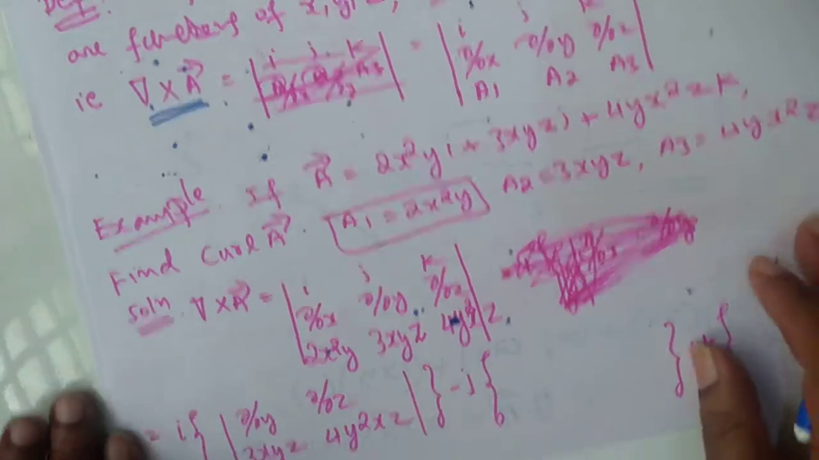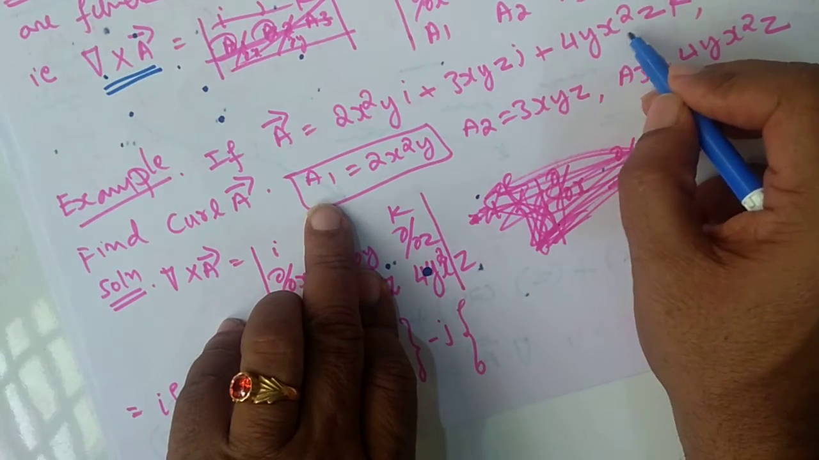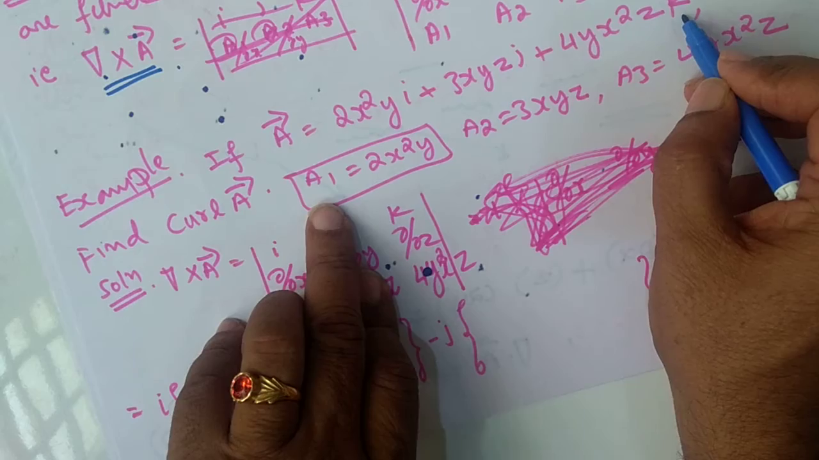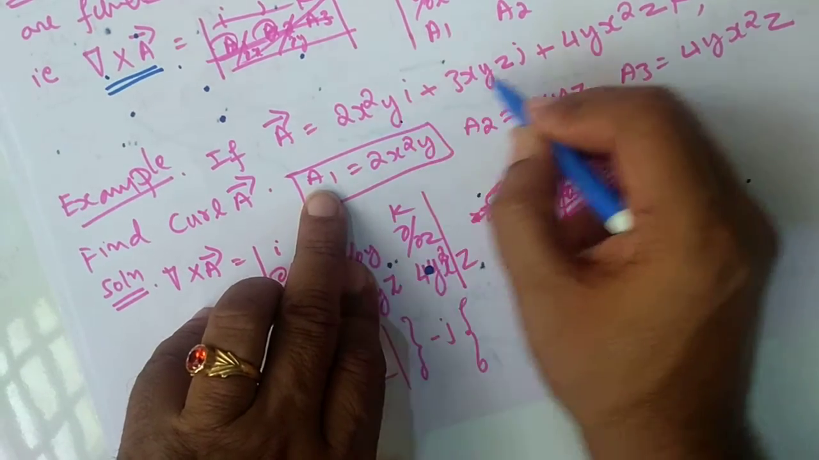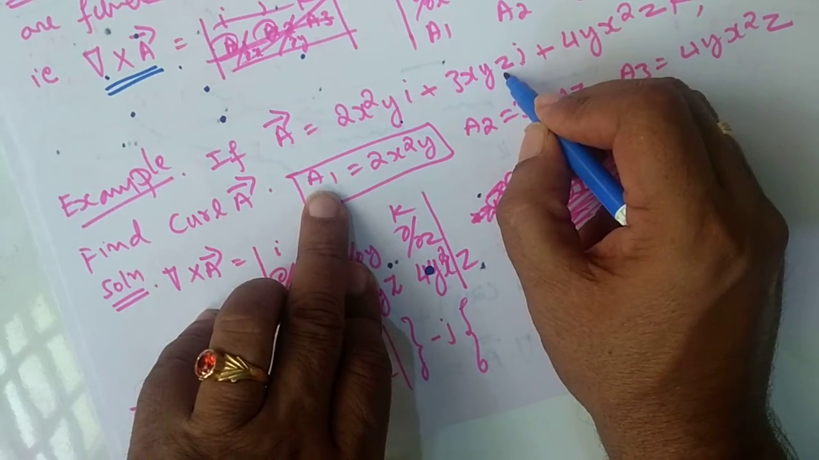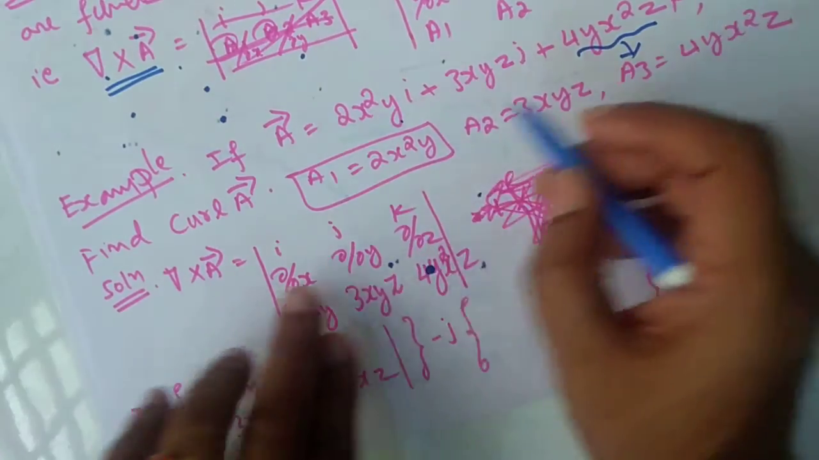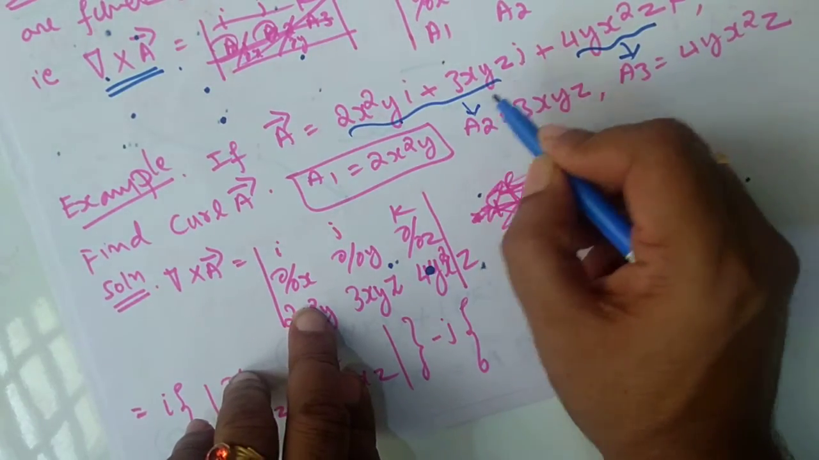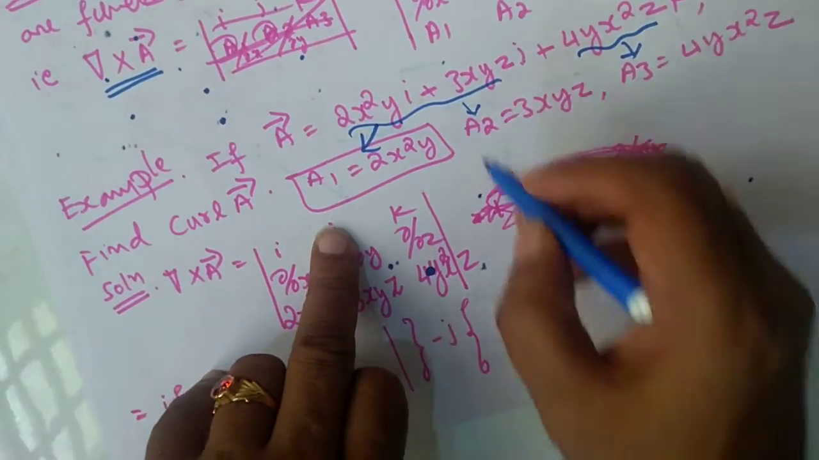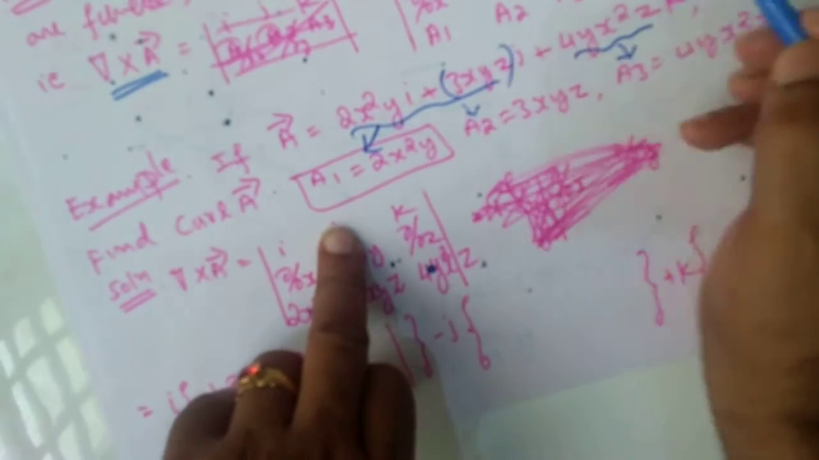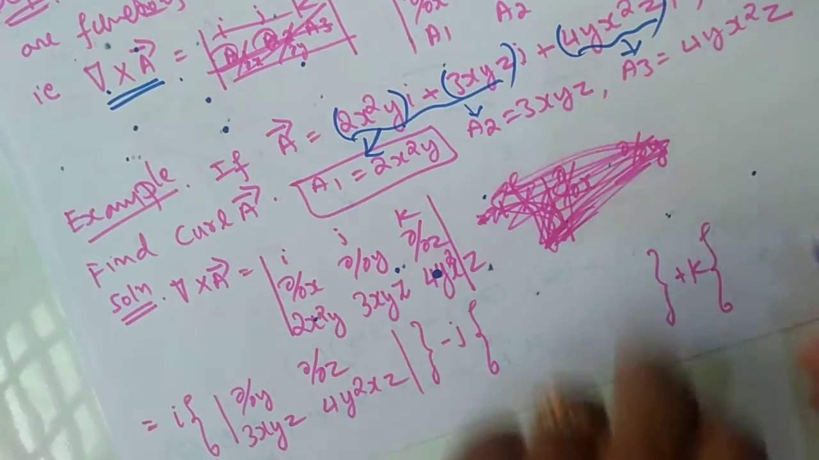Now, let us take a problem. If A is equal to 2x squared i plus 3xyz j plus 4y x squared z k, find curl A. So what is A1? A1 is 2x squared. A2 is the coefficient of j, 3xyz. A3 means the coefficient of k, 4y x squared z. Right.